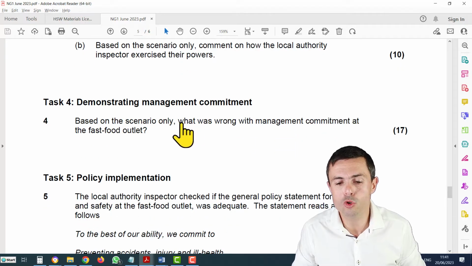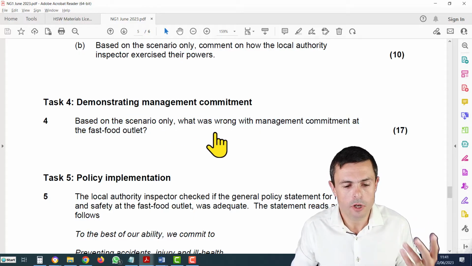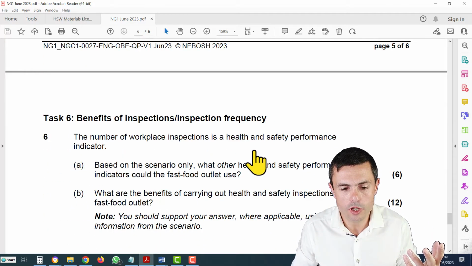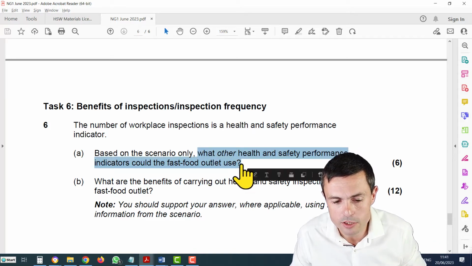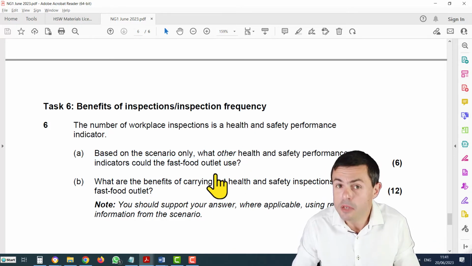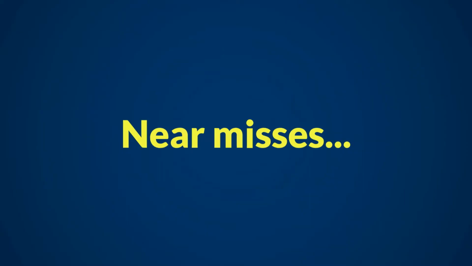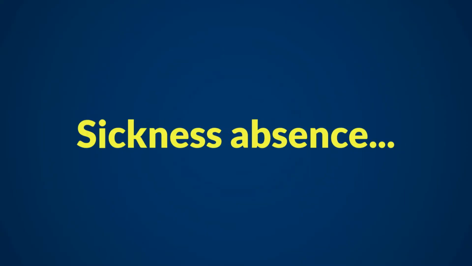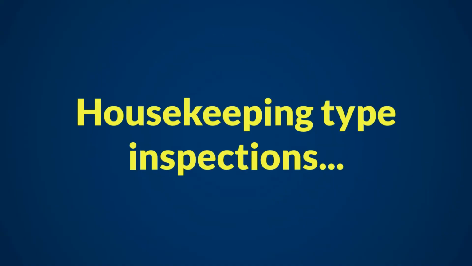Now we've also got some what questions here. So we've got the what was wrong with the management commitment at the outlet. And then later we've also got, what other health and safety performance indicators could the fast food outlet use? Now, you'd be tempted here to just write a list of indicators. You could say, well, they could monitor accidents and near misses and ill health and sickness absence, and they could do inspections of the floor or housekeeping type inspections.